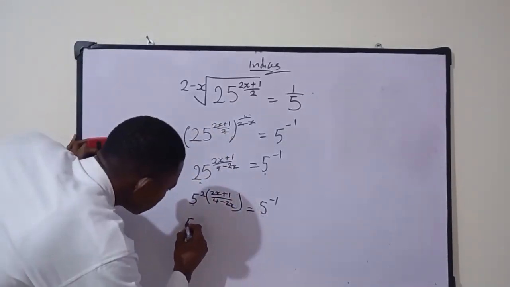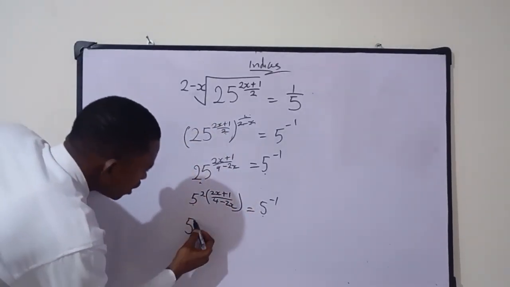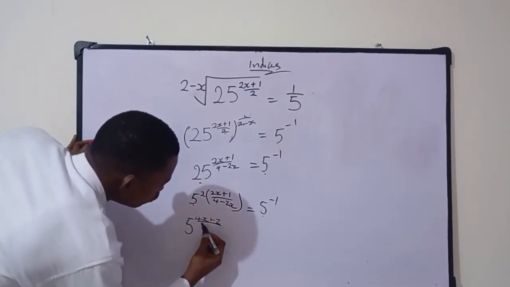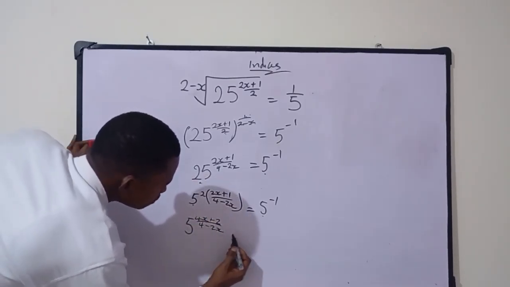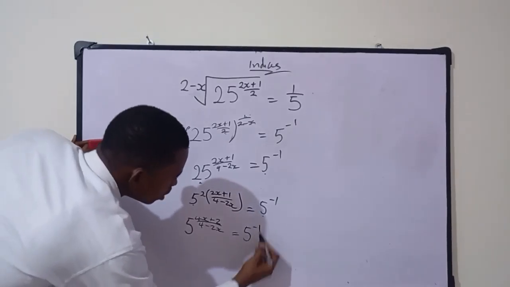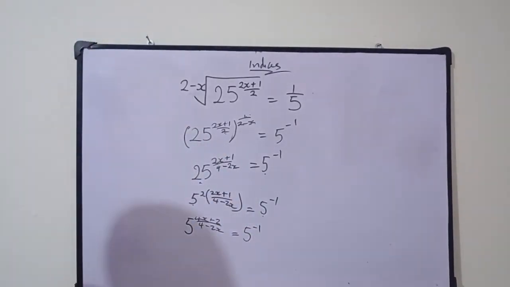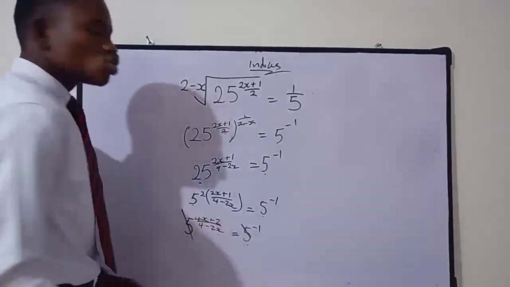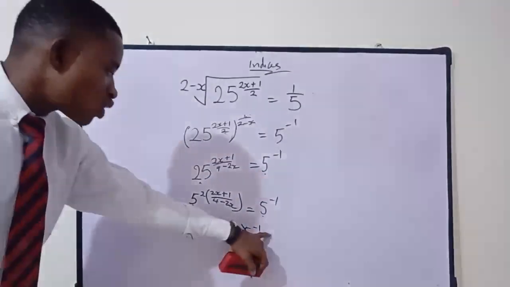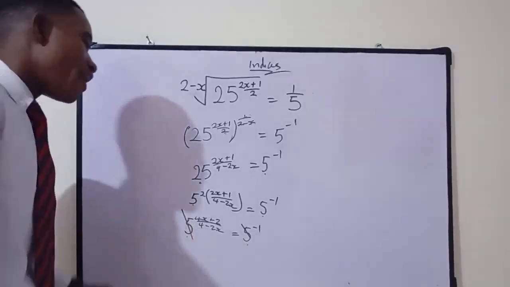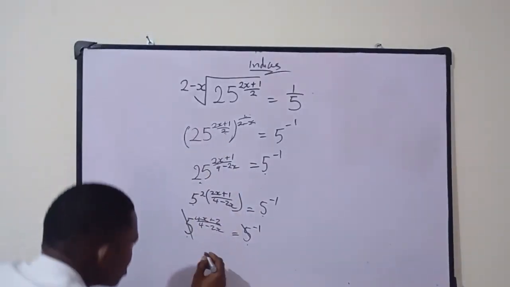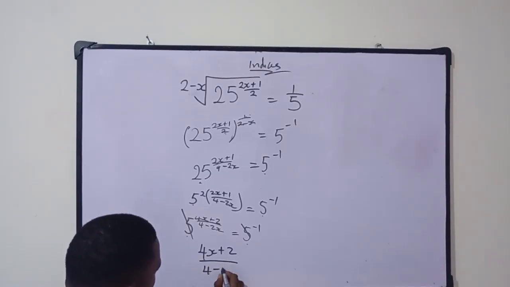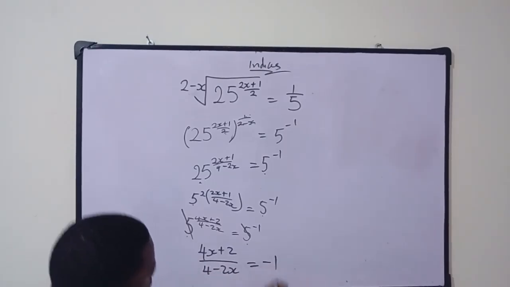So we are saying 5 to the power of 2 times 2x, that gives us 4x. 2 times 1, that gives us 2. All over 4 minus 2x is equals to 5 to the power of minus 1. Alright, so having this now that we got this is 5, this is 5, 5 here comes to 5. So we want to remove the base and our exponent will become our new base, where we solve as say this is 4x plus 2 divided by 4 minus 2x is equals to negative 1.